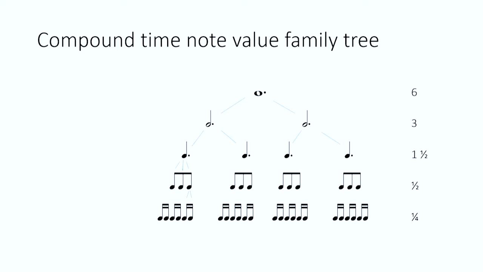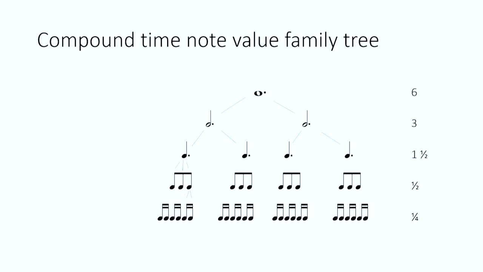Do you see that each dotted crotchet can divide into 3 quavers? All right. Now, if you look at that line, the whole line of dotted crotchets, you'll see that 2 dotted crotchets equals 1 dotted minim. 2 dotted minims is equal to 1 dotted semibreve.